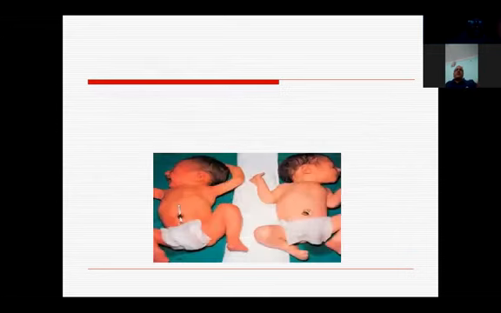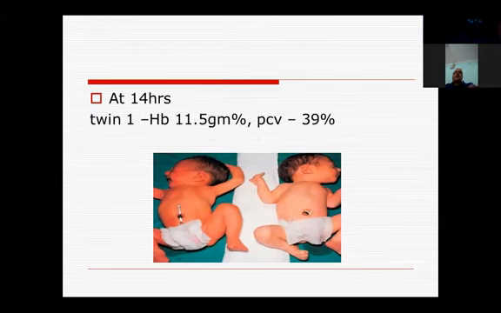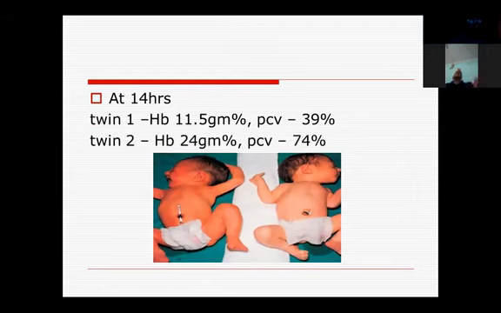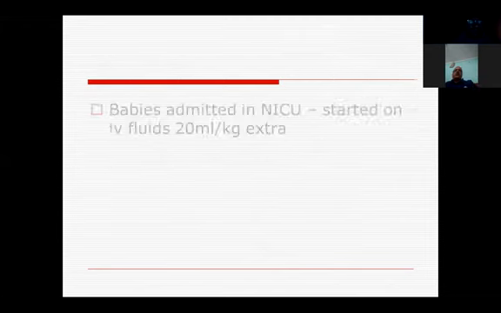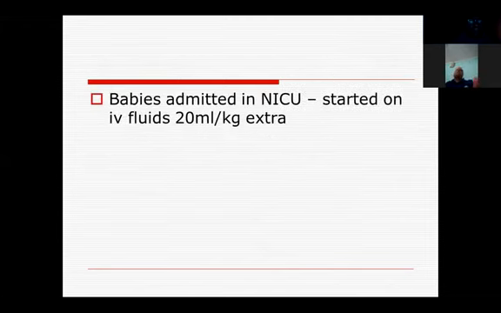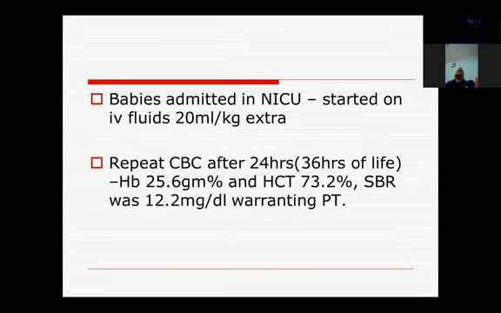So this was the picture of the two babies. At 14 hours, twin one had hemoglobin of 11.5 grams and PCV of 39%. Twin 2 hemoglobin was 24 grams percent with PCV of 74%. So, identical twins exhibiting twin-to-twin transfusion syndrome, as we have seen. The babies were admitted in the NICU and started on IV fluids, with 20 milligram extra. CBC was done after 24 hours, which showed hemoglobin of 25.6 and hematocrit of 73. Serum bilirubin was 12.2, warranting phototherapy.